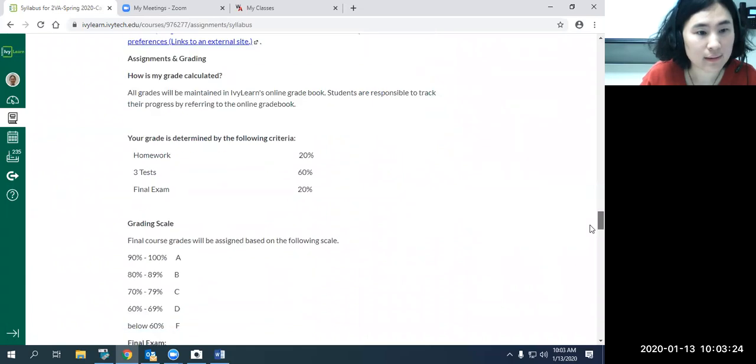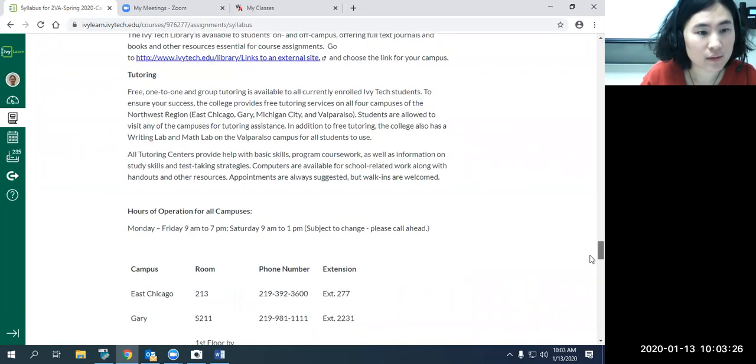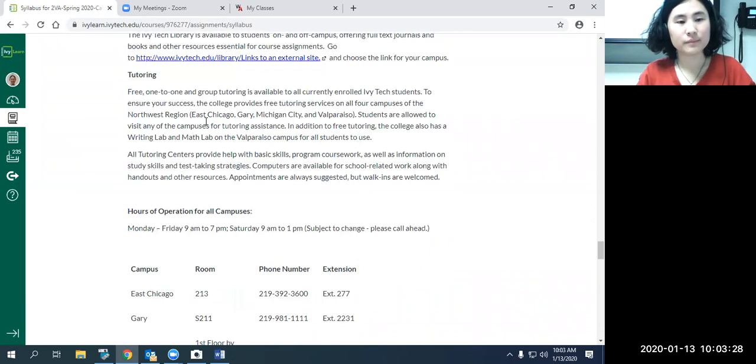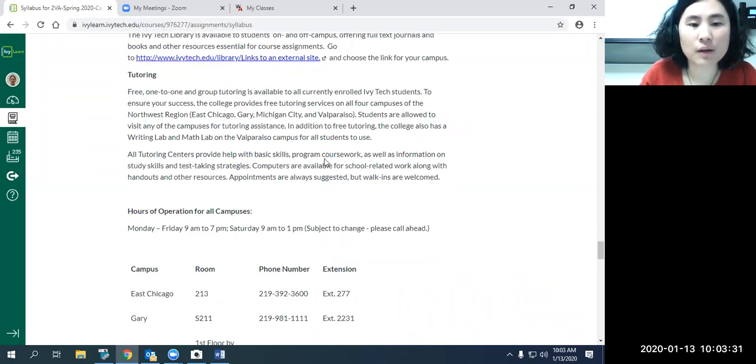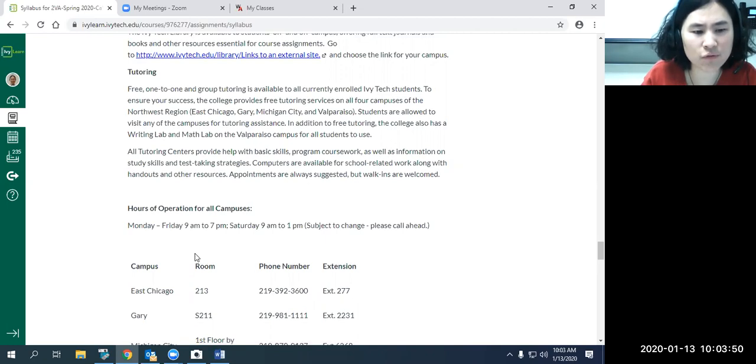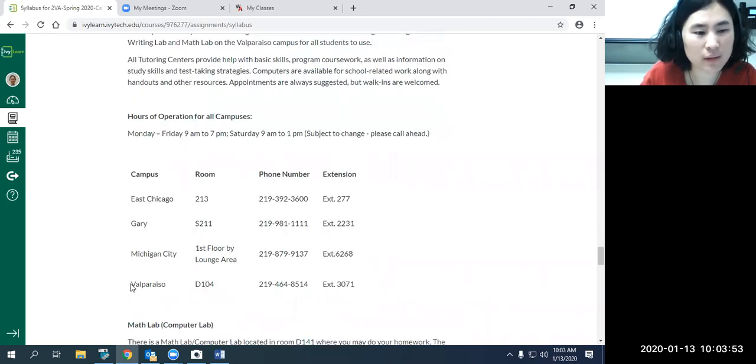So grading skills, homework assignments. Oh, tutoring. Because calculus is a challenging class, you might need some extra help. I think most of the Ivy Tech campuses have a tutoring office. At the Valparaiso campus, we have a tutor office. It is in D104. So D104, that's a tutoring office.